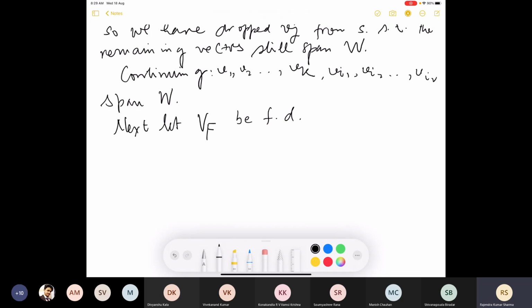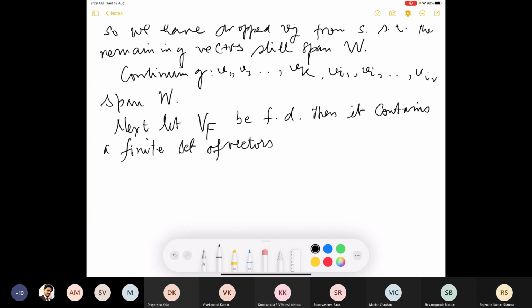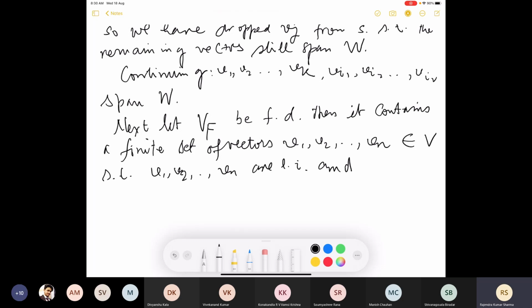So if V over F is a finite dimensional vector space, then it contains a finite set of vectors, say V1, V2, Vn, such that these vectors are linearly independent and the linear span of these vectors V1, Vn is the whole of V.